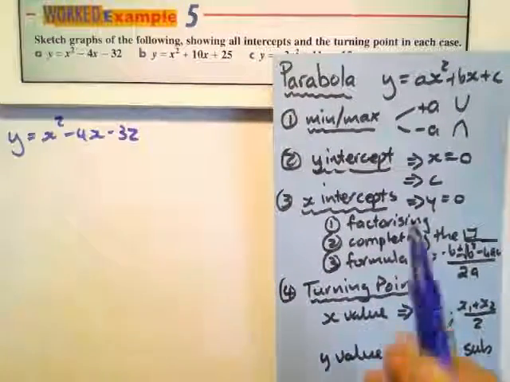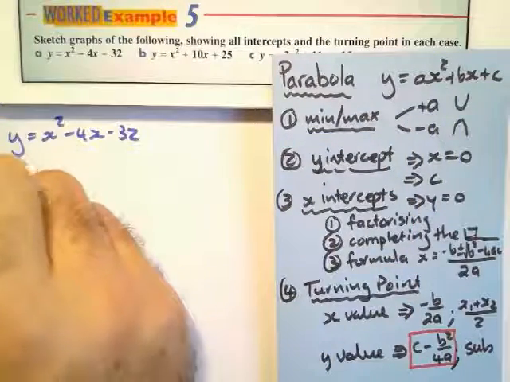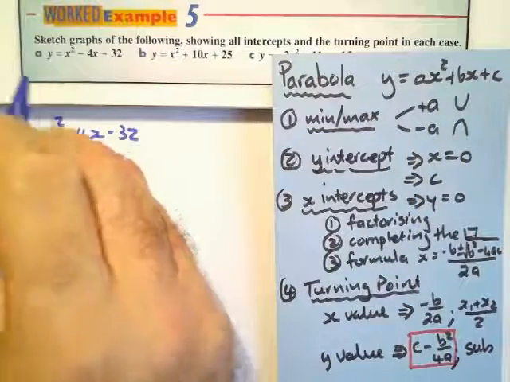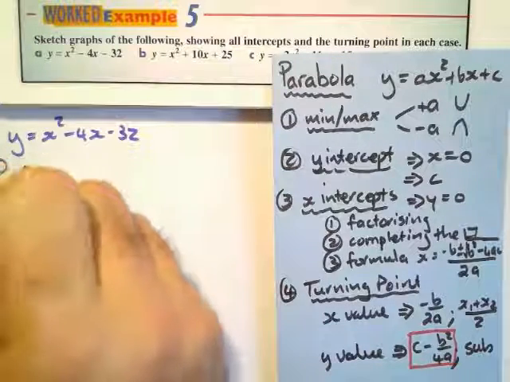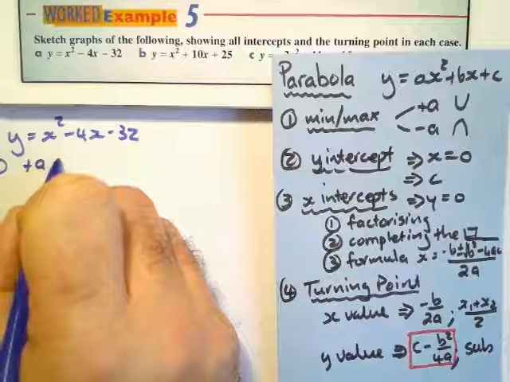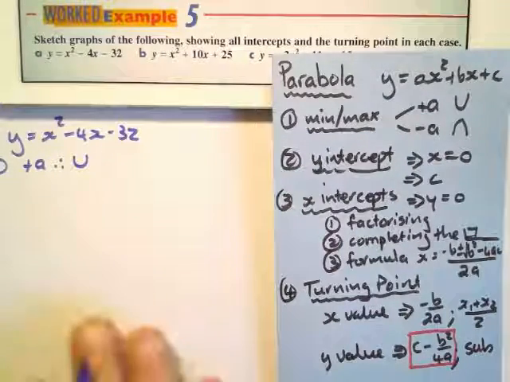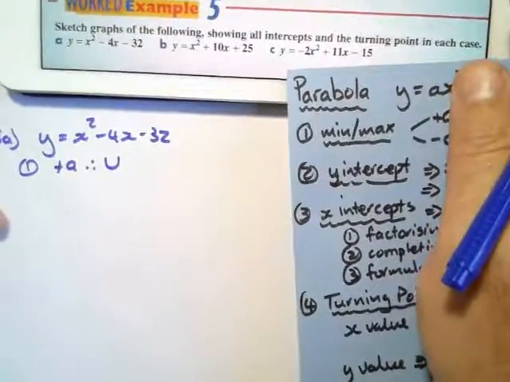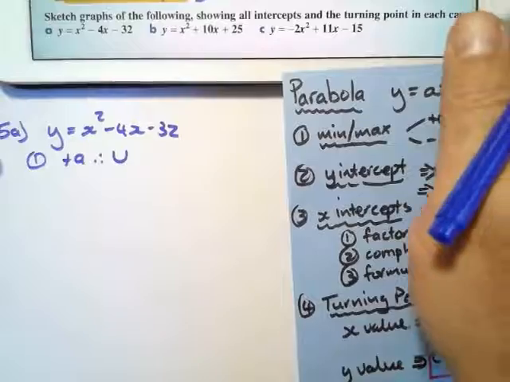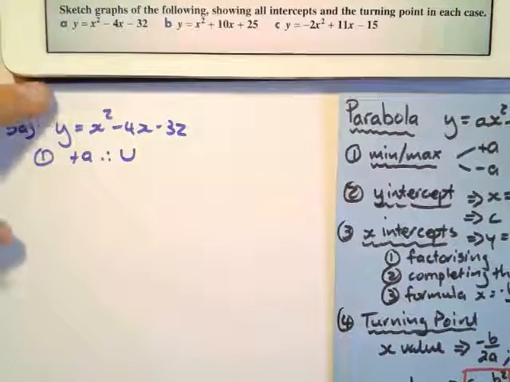So the first thing that we're going to do is we realize that this is a parabola. First step then is minimum maximum. So we're going to say A in this case is positive 1. So positive A, therefore it's a smiley face. So we've got our first step done. Okay, so we know it's a smiley face. This is how it looks like.